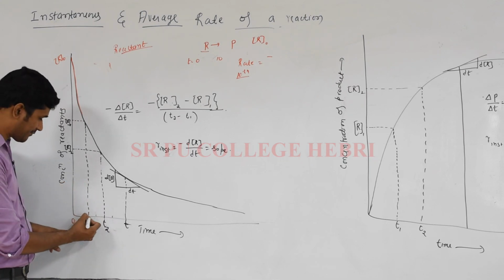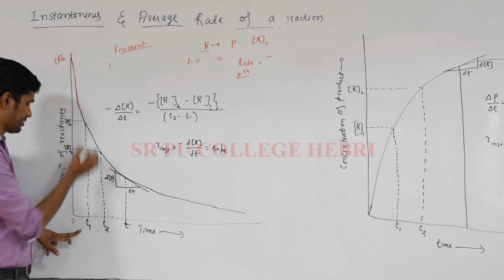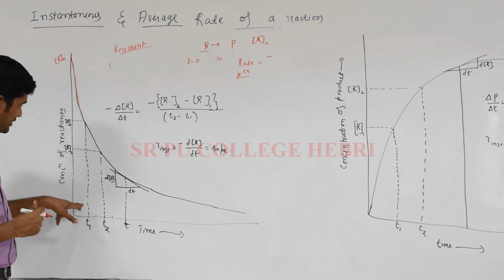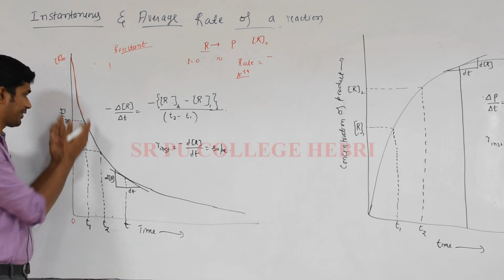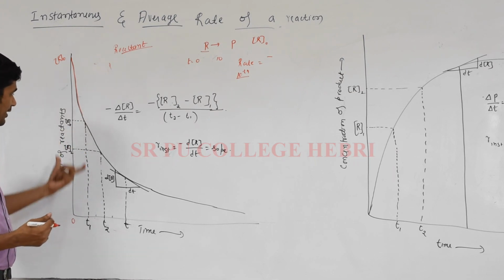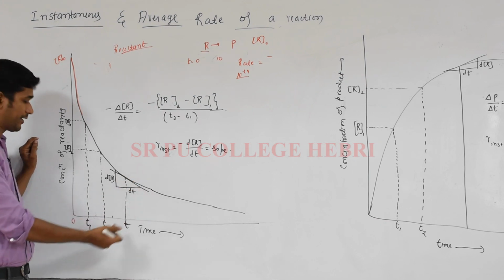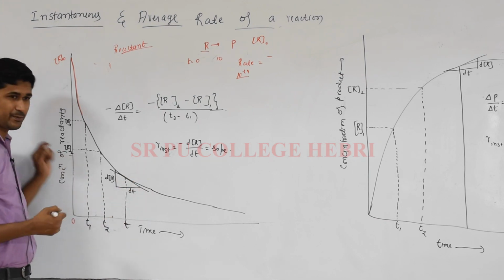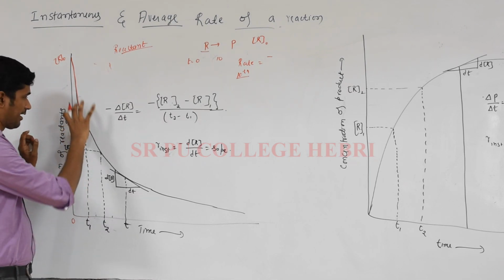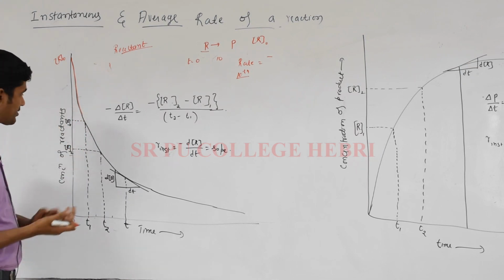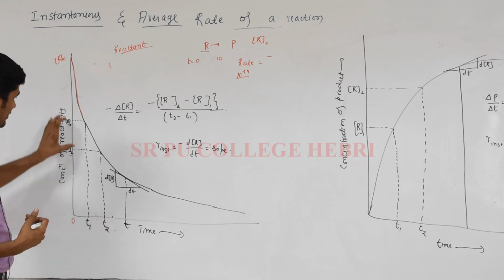For example, if this is time t1, then at this time t1 the concentration is equal to [R]1. The concentration corresponding to this time t1 is equal to [R]1. So this [R]1 corresponds to time t1. At another time t2, the concentration corresponds to [R]2. This much is the difference in the concentration of the reactant when time passes, between t1 and t2.